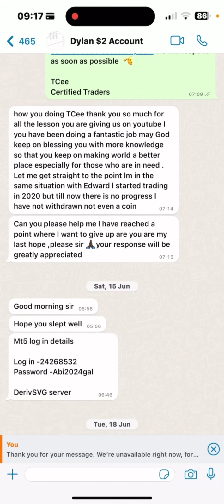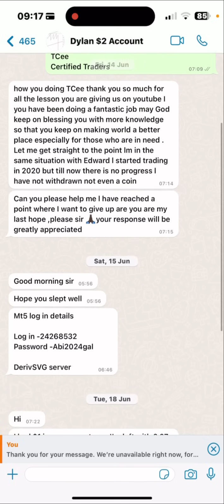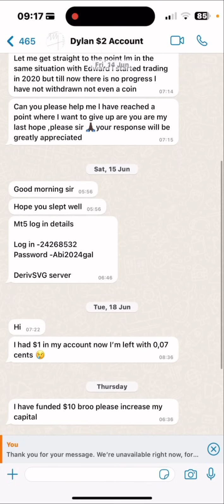Especially for those who are in it. Let me get straight to the point. I'm in the same situation as Edward. I started trading in 2020, but till now there's no progress. I've not withdrawn even a coin. Can you please help me? I've reached a point where I want to give up. You are my last hope. Please, sir, a response will be appreciated.